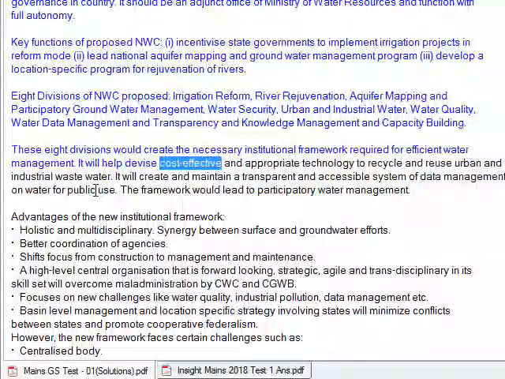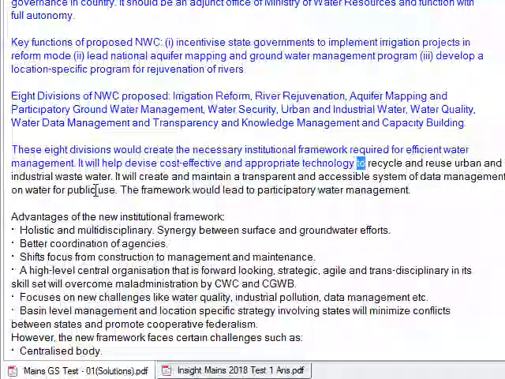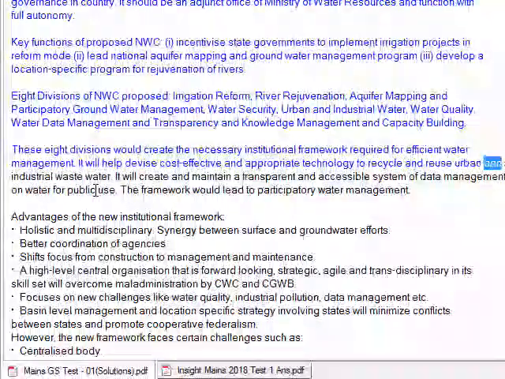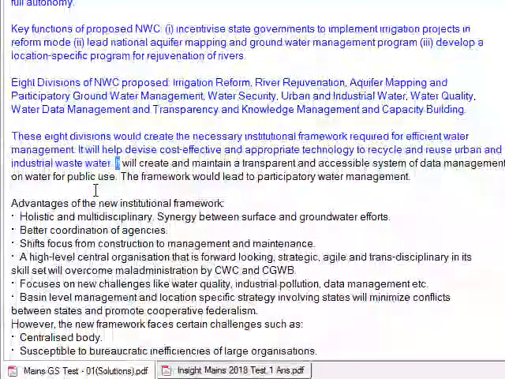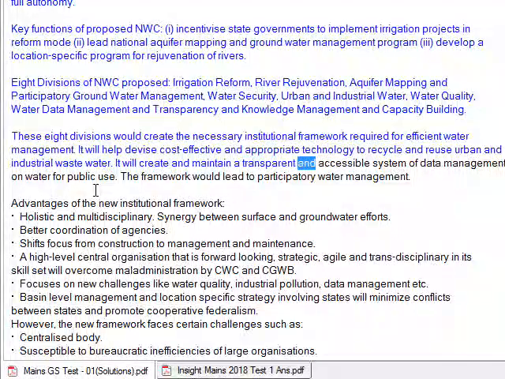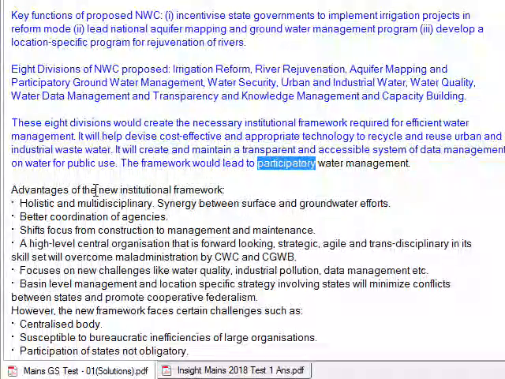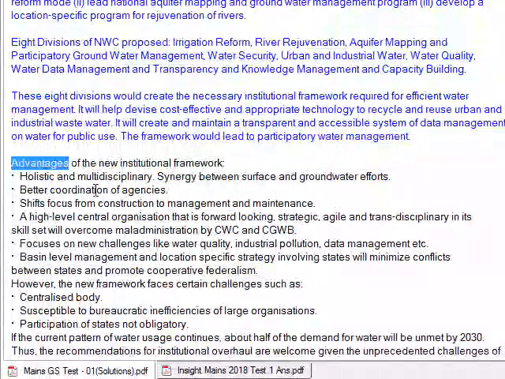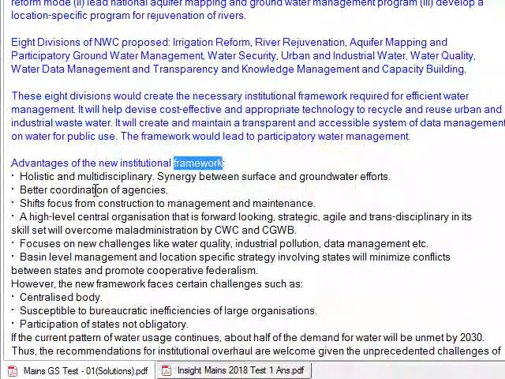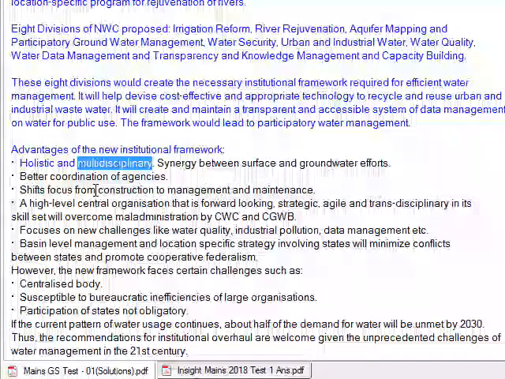It will help devise cost-effective and appropriate technology to recycle and reuse urban and industrial wastewater. It will create and maintain a transparent and accessible system of data management on water for public use. The framework would lead to participatory water management. Advantages of the new institutional framework: holistic and multidisciplinary.